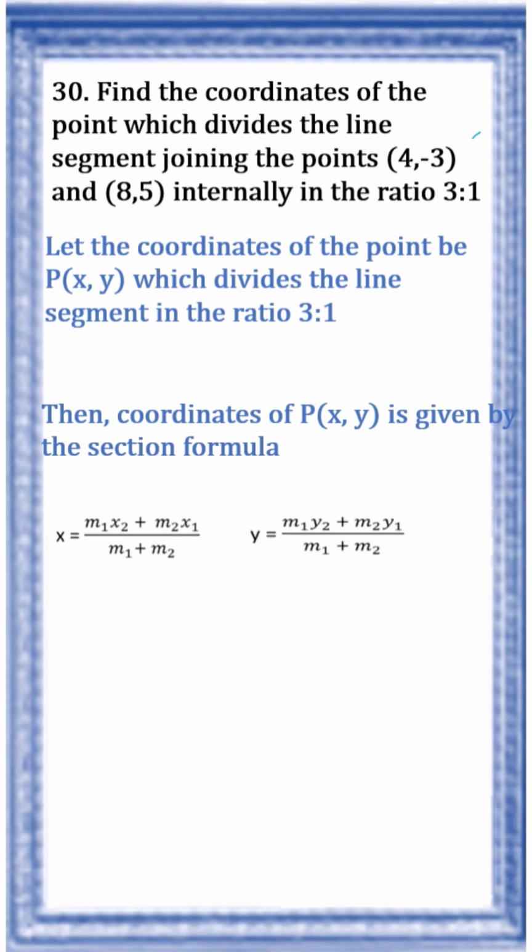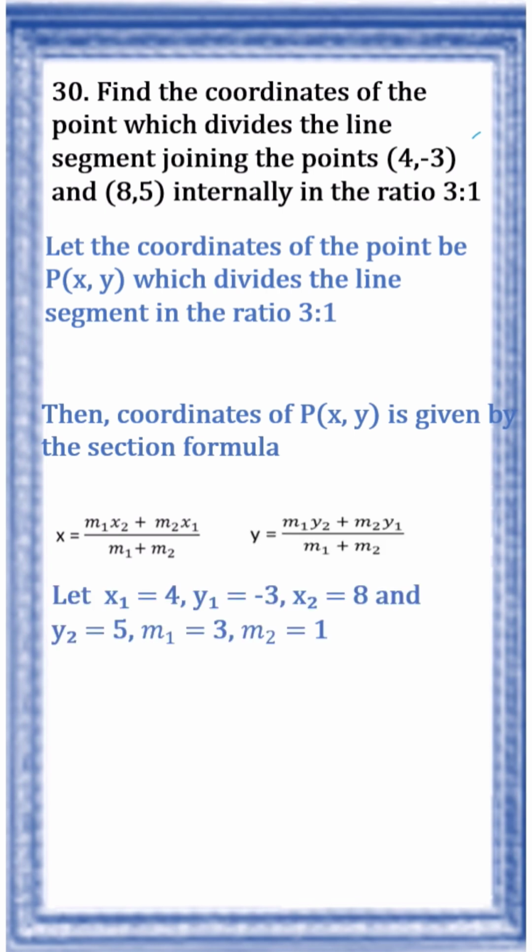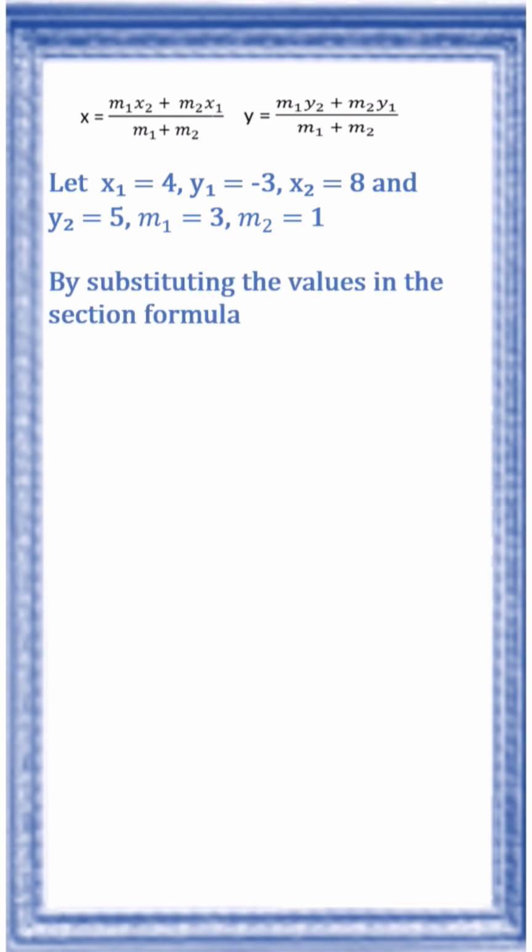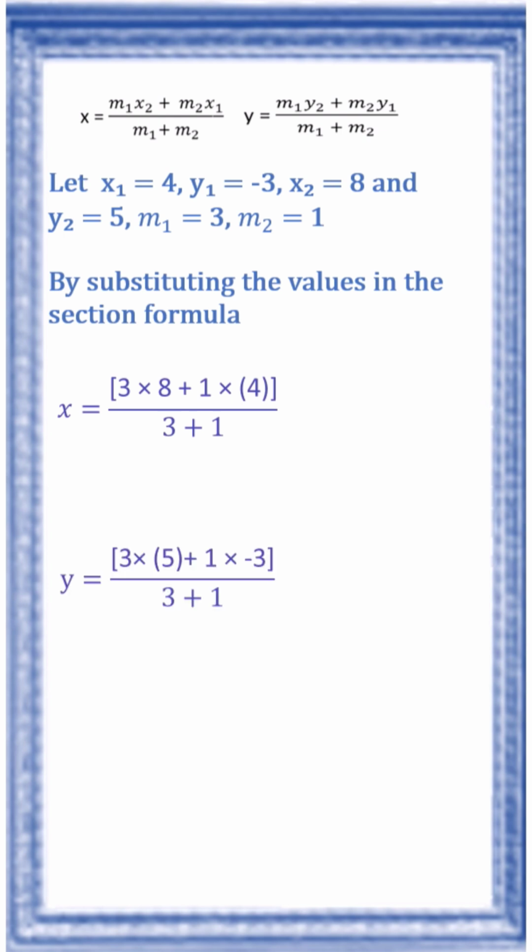You know it. You have to write. Here x1 is equal to 4, y1 is equal to -3, x2 is 8 and y2 is 5, m1 is 3 and m2 is 1. Now let us substitute the values in the section formula. X is equal to (3 into 8 plus 1 into 4) upon (3 plus 1). Y is equal to (3 into 5 plus 1 into -3) upon (3 plus 1).